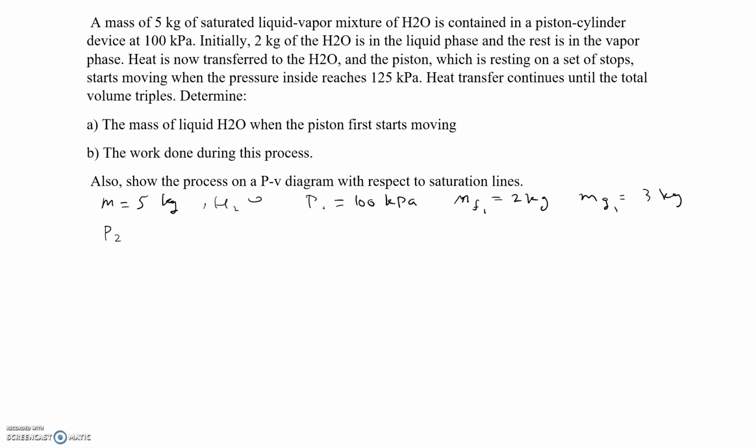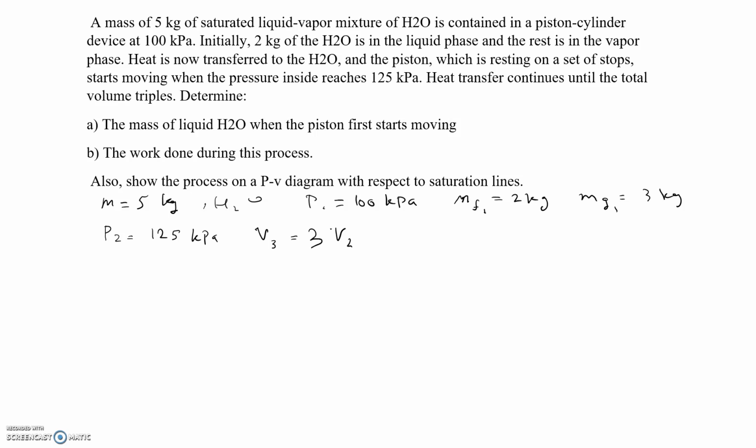Now at state 2, pressure is 125 kilopascal. And the volume at this state would be variable. So the heat is transferred until the volume triples, right? So the volume 3, basically we have 3 states, right? I'm going to draw it for you, but let me write this.